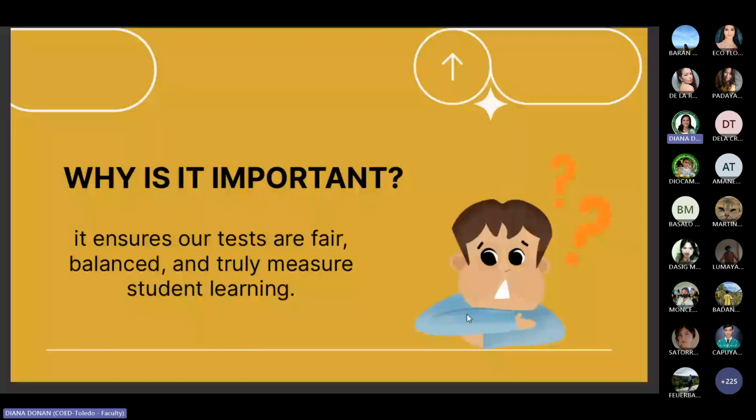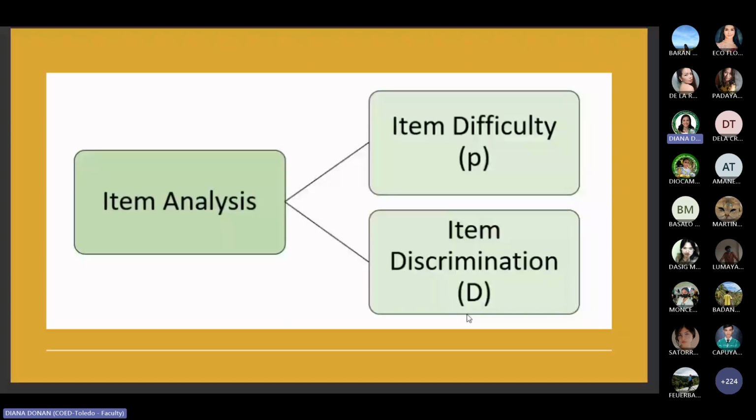Item analysis is important because it ensures our test is fair, balanced, and truly measures the students' learning. We don't want to include items that confuse the students or give unfair advantage to some. Good tests should reflect what was taught, and item analysis helps us check that. We will be focusing on two main measures in item analysis, the difficulty index and the discrimination index. Let's go over each one in detail.